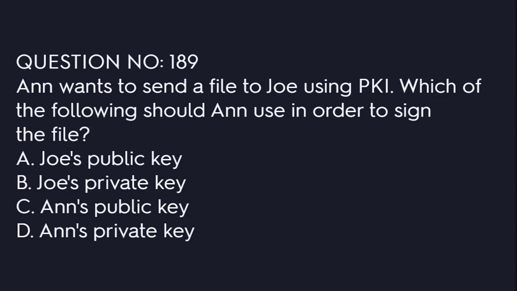Question no. 189: N wants to send a file to Joe using PKI. Which of the following should N use in order to sign the file? A. Joe's public key. B. Joe's private key. C. N's public key. D. N's private key. D.